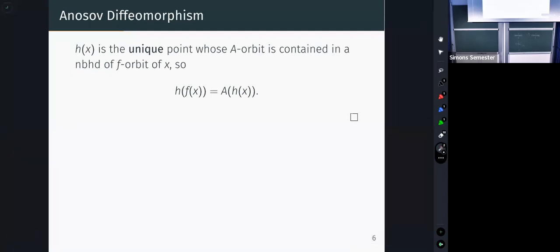And in this part, it is actually the unique point whose A orbit is contained in a neighborhood of the F orbit of X. So this gives you that's the unique point whose orbit is contained in a neighborhood. And on the other hand, if you act by A on Hx, this point's orbit is also shadowing the orbit of Fx. So this gives you the commuting thing. Also, since F itself is Anosov, it is expansive, and this is actually the unique thing, right? And it is continuous and close to identity, and you can show it is a homeomorphism. I think this is something very, very well known.